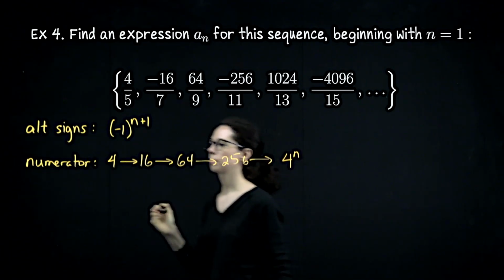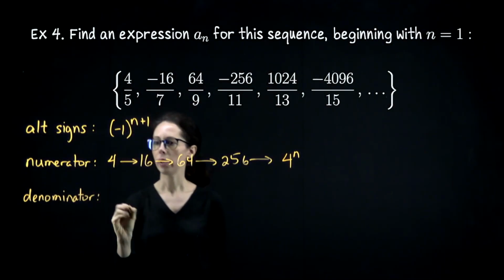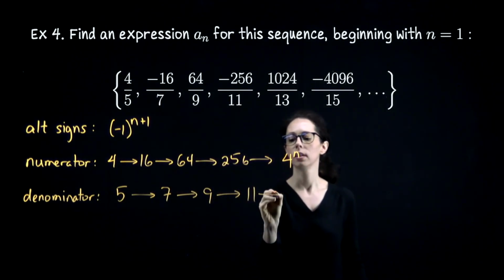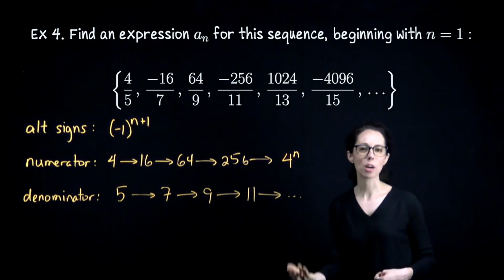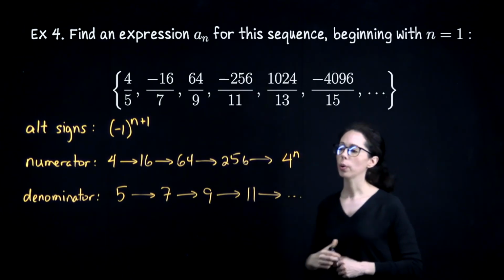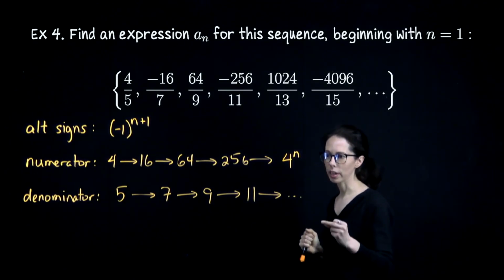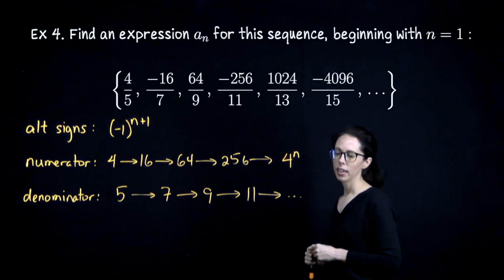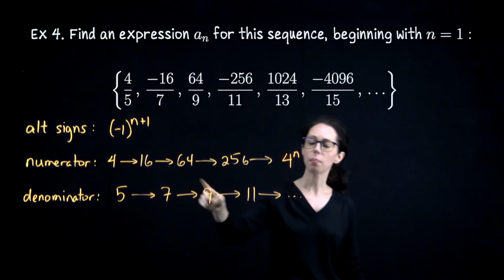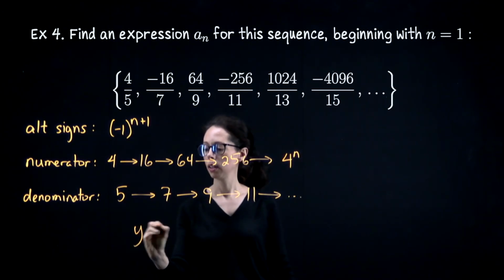Then for the denominator, we have 5, 7, 9, 11, et cetera. This is going up by 2. That's not hard to recognize, but then you have to write down an expression in terms of the index n. We want to start at 5 and then go up by 2. Some people are good at writing this down right away. If you're stuck, here's one tip. If your sequence is increasing by the same amount, up by 2, up by 2, up by 2, that's like traveling along a line of slope 2. So start to write down a line with slope 2.